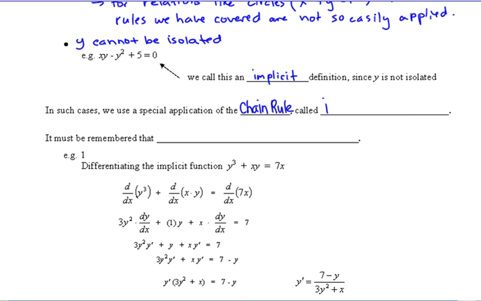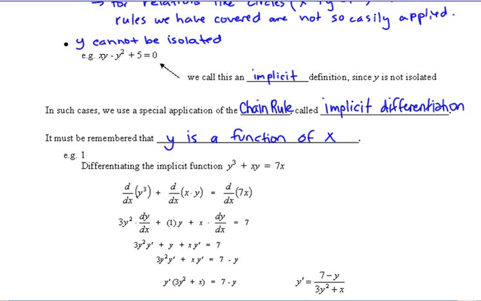Called implicit differentiation. Okay. Now this example that's given here, I normally don't use this notation, but we can. It must be remembered that y is a function of x. So x is our variable, y is our function of x. So when we're differentiating y, it's always with respect to x. It's different than differentiating x.